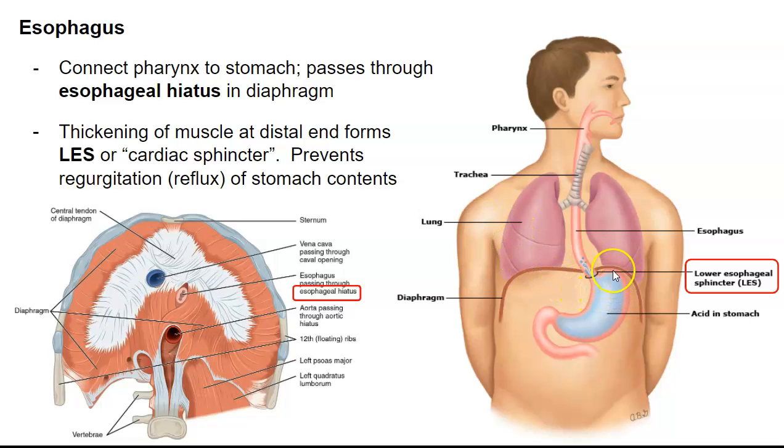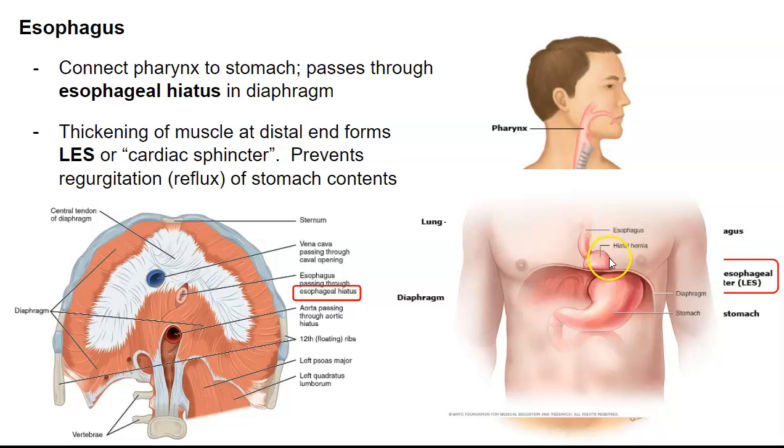It's possible for some of the stomach to actually push through this esophageal hiatus. If it does that, it can balloon out above the diaphragm. That's called a hiatal hernia. You've probably heard of hernia before. There's inguinal hernias, there's umbilical hernias, but this particular type of hernia is when the stomach pokes through the esophageal hiatus, called a hiatal hernia.